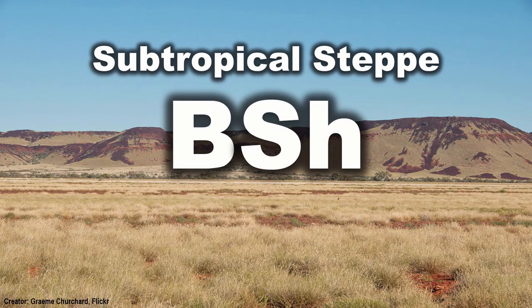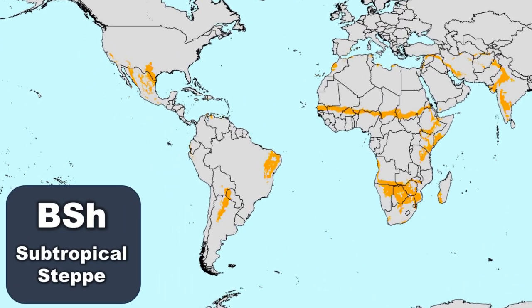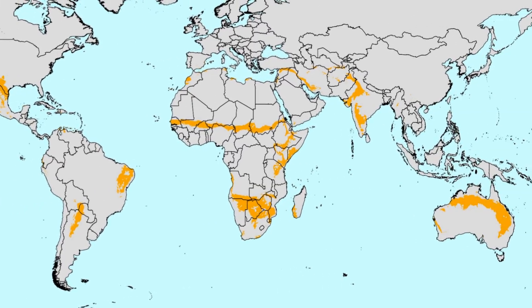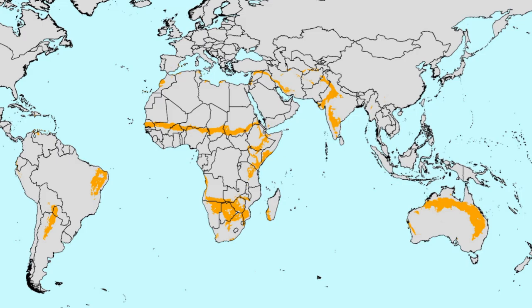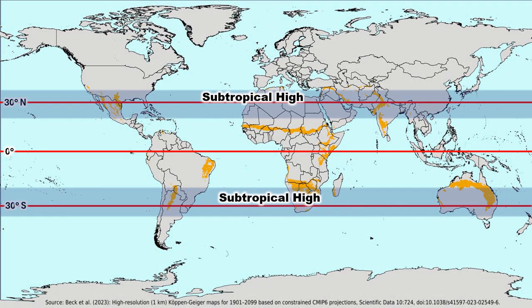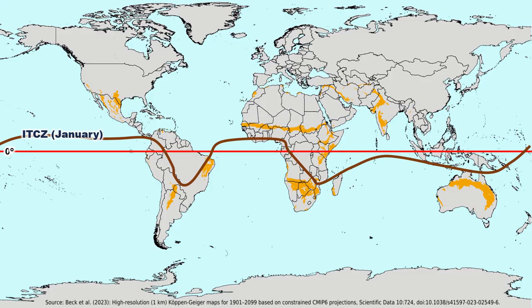Surrounding the hot deserts are BSH regions, or the subtropical steppes. These semi-arid transition zones form a buffer between true deserts and humid climates. What creates them? They typically exist at the margins of the subtropical high-pressure systems where descending air is less persistent. They also form where seasonal shifts in global circulation patterns bring occasional moisture.